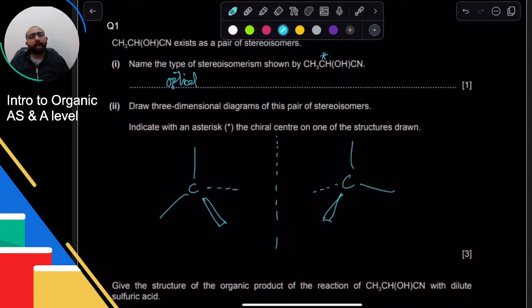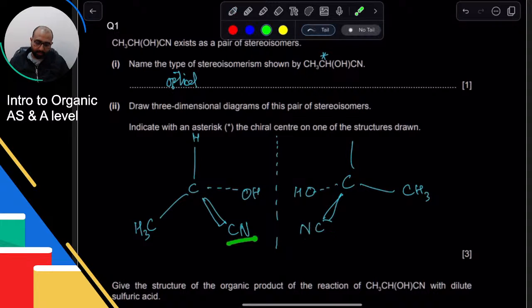Okay, so you have the basic structure. Now just arrange them. Okay, so this is H, OH, CN, CH3, and now when it reflects over there, this will become CH3, OH, CN. Notice that I write CN, not NC. Okay, remember that it's the carbon that's attached, not nitrogen, and then hydrogen. So we have created the functional group, the chiral center. Okay, so that's the 3D diagram.